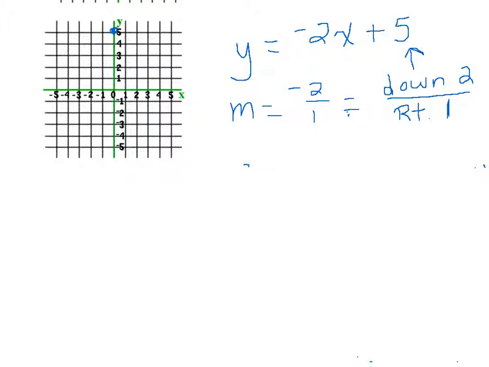So we go back to the 5 that we've plotted on our y-axis. We're going to go down 2 and over 1. And we're going to go down 2 again and over 1. We can just keep doing that forever. But we really could get caught up in that, so we'll stop.